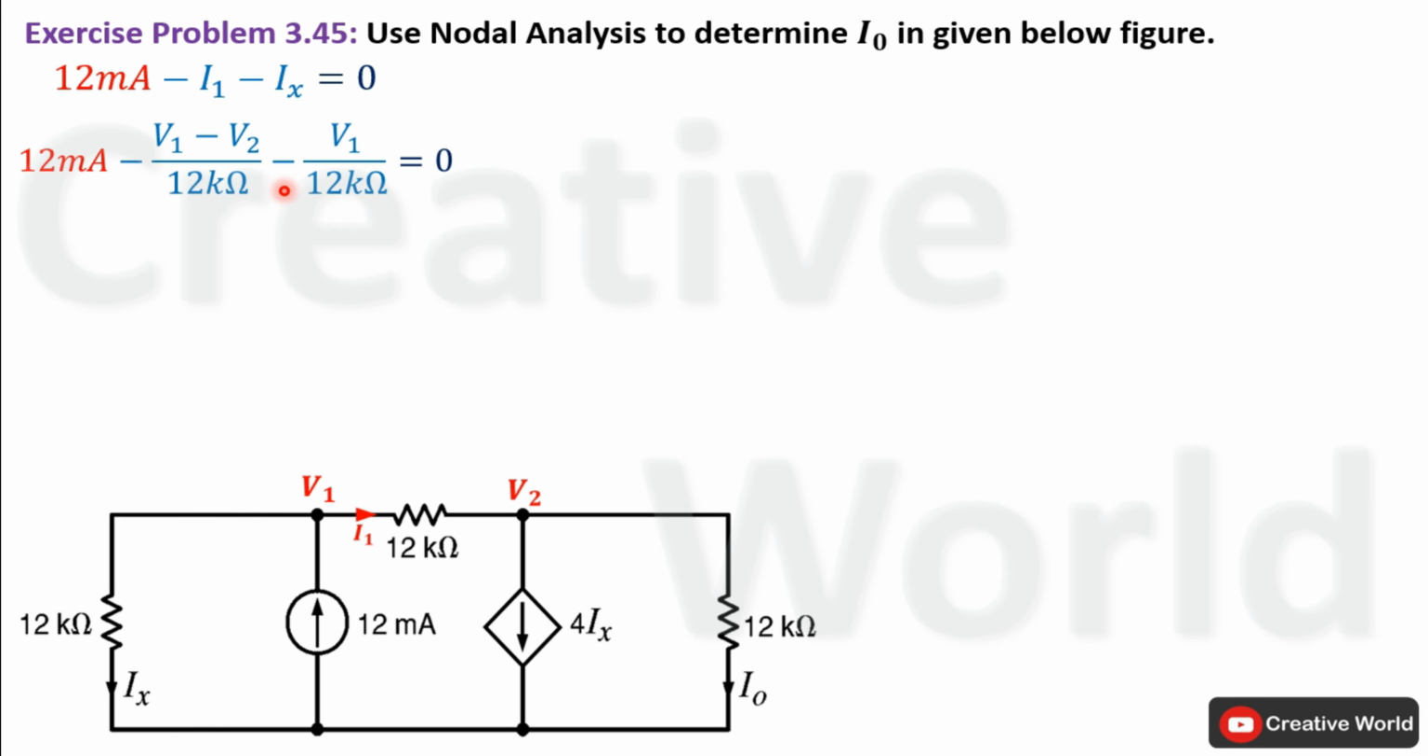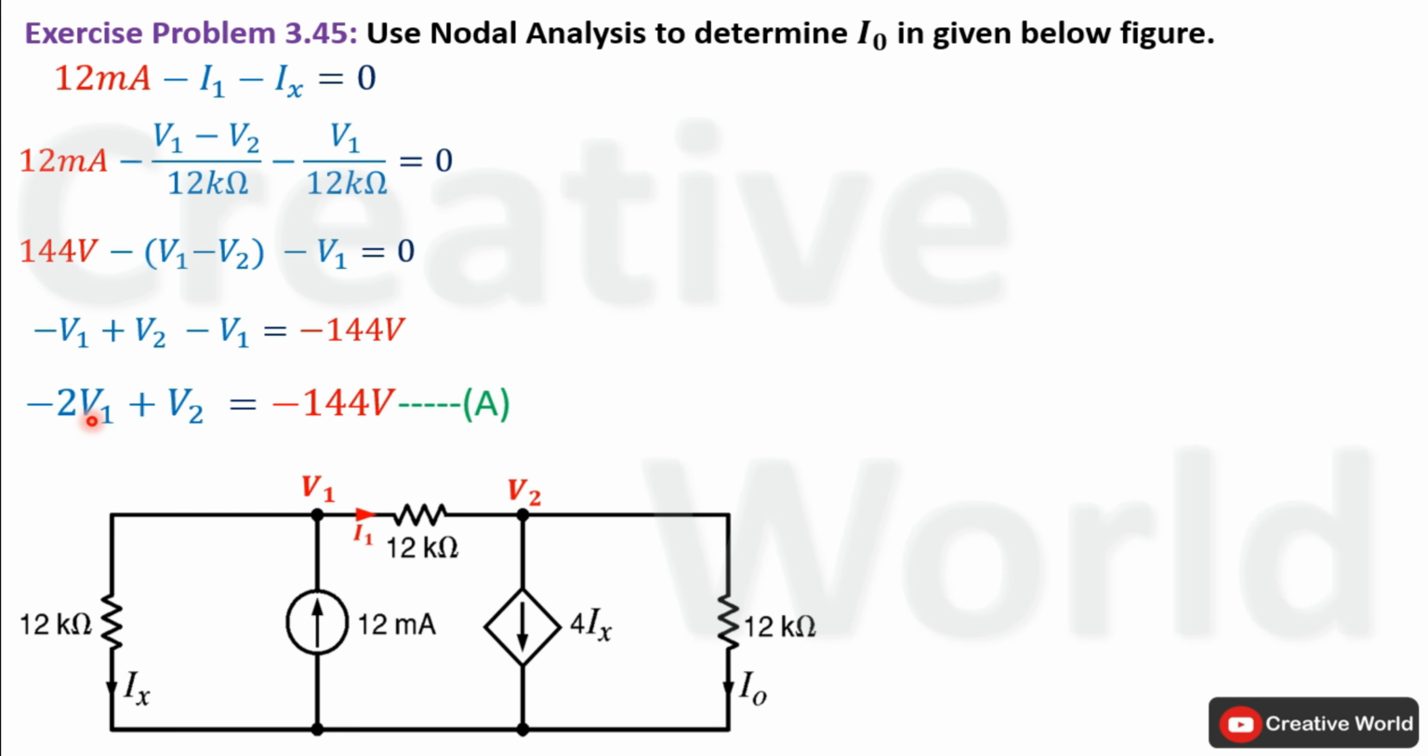Now we will multiply this equation on both sides with 12 kilo ohm in order to omit all denominator values. Product of 12 kilo ohm and 12 milliampere will become 144 volt, minus these two denominator values will cancel out with the product of 12 kilo ohm. Only numerator values will be left. Now open these brackets, minus will multiply with values inside the brackets and place this 144 volt on the other hand side of equal. Add same variables together, the equation will become minus 2V1 plus V2 equal to minus 144 volt. This is the first node voltage equation of this network.